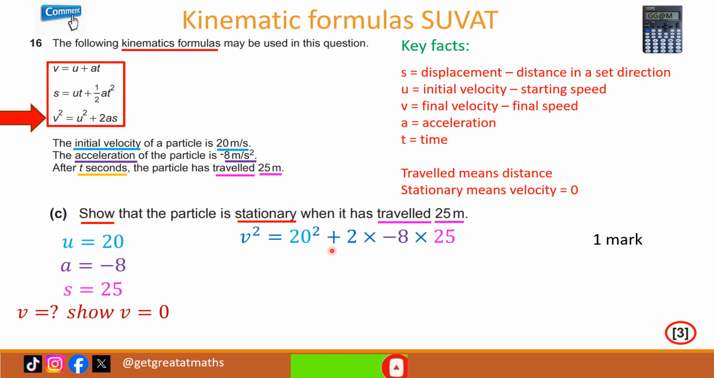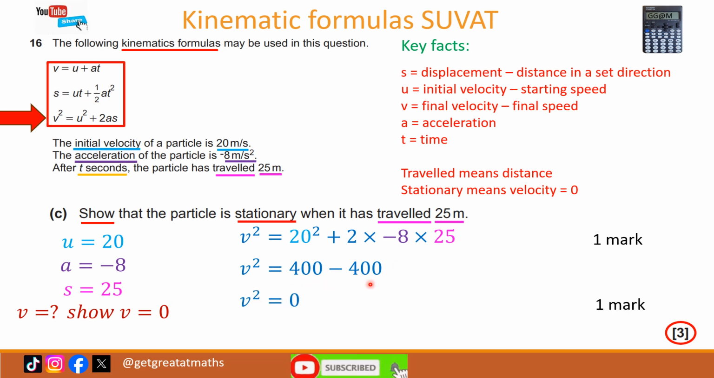From here we've got to work out the value. So 20 squared is 20 times 20. 2 times 2 is 4, and add on the 2 zeros gives me 400. Then we've got to work out 2 times -8 times 25. You are allowed a calculator for this, and that will also give you 400. So we've got 400 take away 400, which is just going to give me 0. So V squared is going to equal 0 for your second mark.